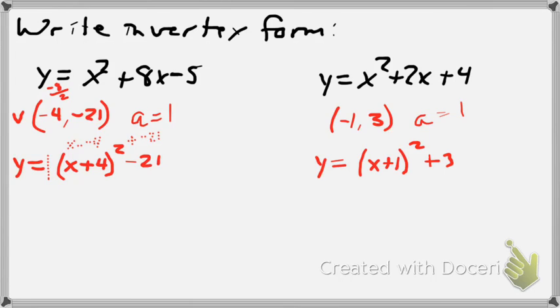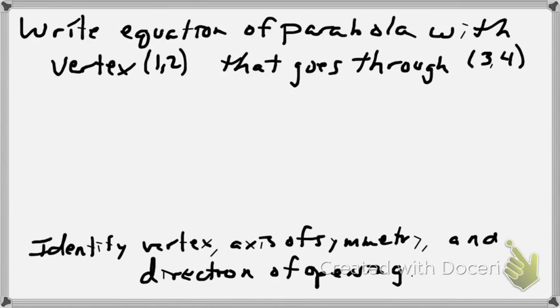Find the vertex, put it into vertex form. Make sure you know how to handle your x minus negatives and your plus negatives. We're only going to do the top part of this problem. We're not going to do the bottom part.